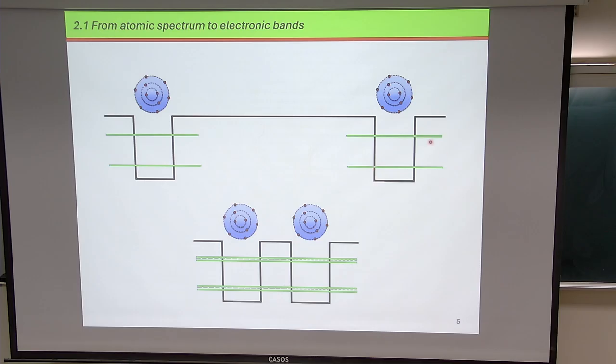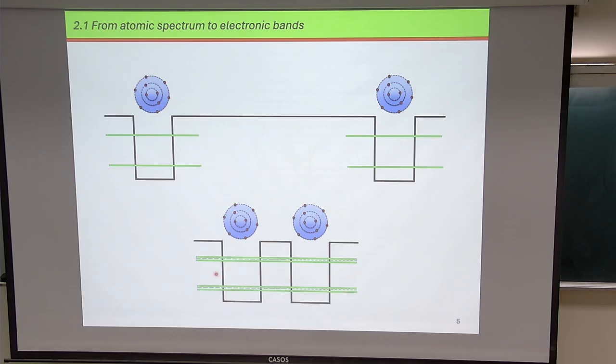Now, if I bring the 2 atoms close enough, the states of these 2 quantum wells get coupled, and what happens is each of these levels splits into 2 levels. Okay.